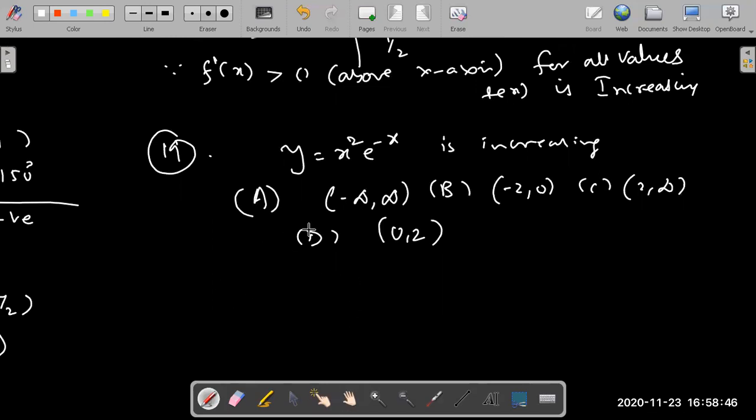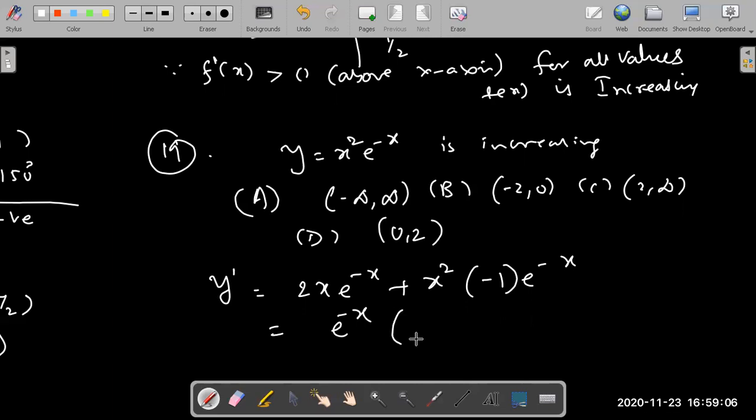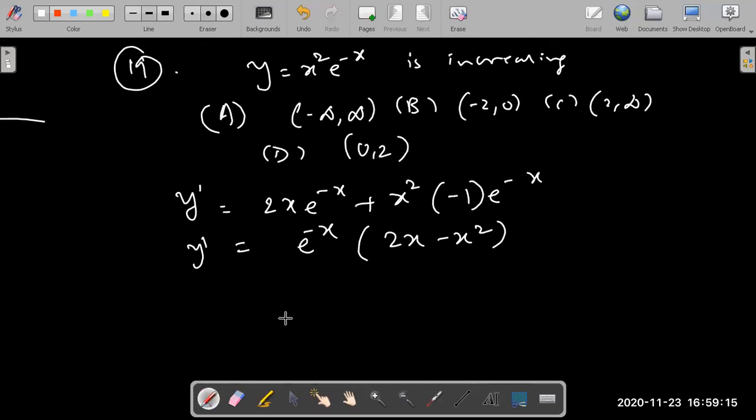So this is a product rule. We want y dash. So u dash v, so this is u dash e power minus x plus u v dash. V dash is minus 1 into e power minus x. So what we have is e power minus x; if you take out common, then you have 2x minus x squared. So this is the function we have as y dash. So now look at different things. Even from x also you can take out common. That also you can do: x e power minus x, then you have 2 minus x.